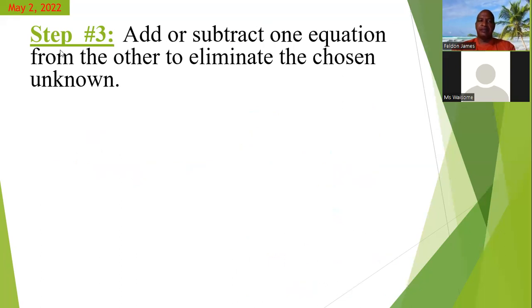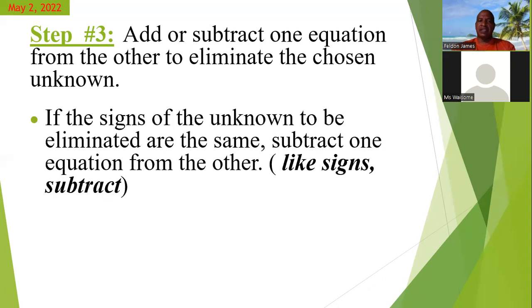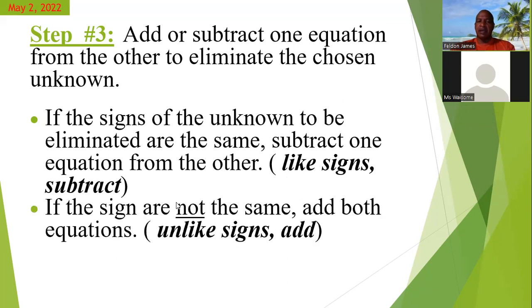All right, so it means that we would now add or subtract in step 3 for this particular question. Now, this is a rule that you should follow that will help you to determine whether you add or subtract. So the rule is, if the signs of the unknown to be eliminated are the same, you subtract one of the equations from the other one, right? So we said like signs, you subtract. So that's a short way to remember it. Now, if the signs of the unknown are not the same, that means one is a positive and one is a negative. In that case, you will add.